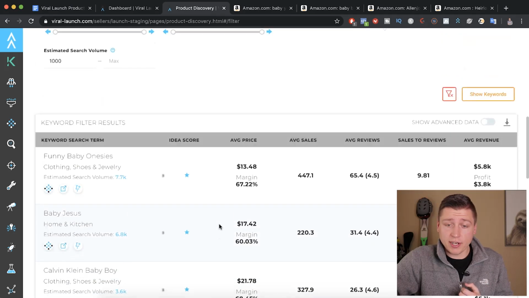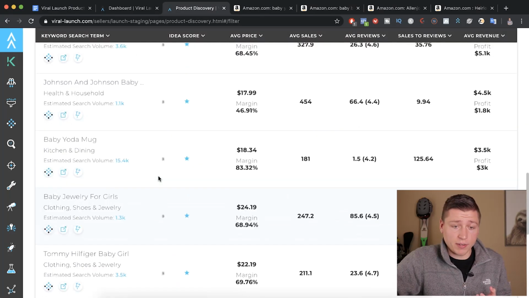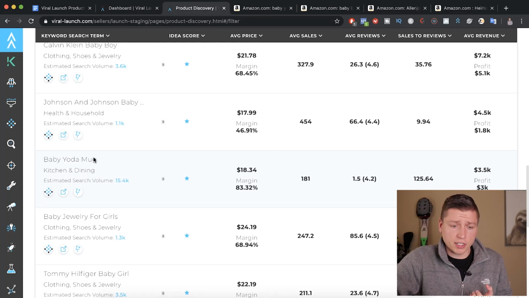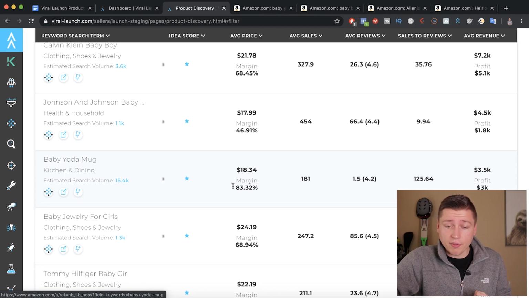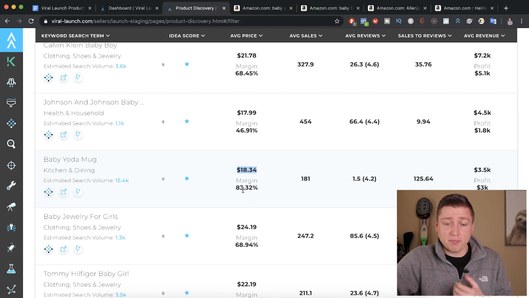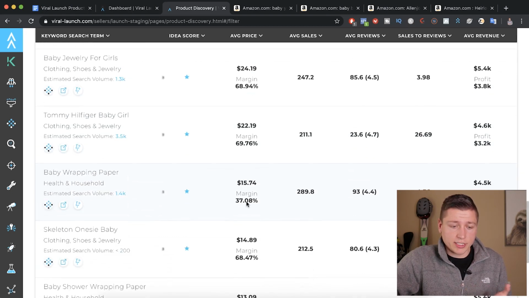So going back, guys, on the keyword research tool, that's how it works. Going Baby Yoda mug to look a little deeper, it gets 15,000 searches a month. So it's got super high demand. And you saw how low the reviews are, right? Average price was $18, around that range. Margin around 83%, which makes sense, because it's just a little mug that you put in a little box, so it's really small, ships light, doesn't cost a lot to make. If it's $18, say it costs $1 to make, you're going to pocket the difference, and that's a pretty good margin right there. So that's how it works, guys.